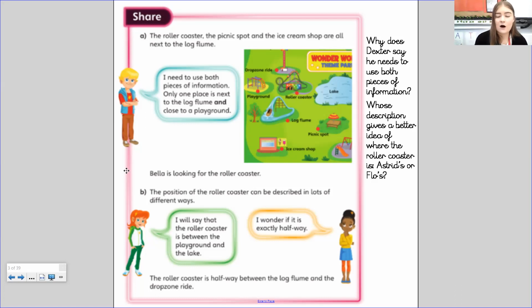We're talking about it being halfway between the log flume and the drop zone ride. That way, there's no confusion. There is only one drop zone, only one log flume, and the roller coaster is exactly halfway between them. So there is no confusion. We might have thought the playground, but that's not exactly halfway. Might have been the lake, that's not exactly halfway. So we have removed any tricky spots or any of the things that could be the same.